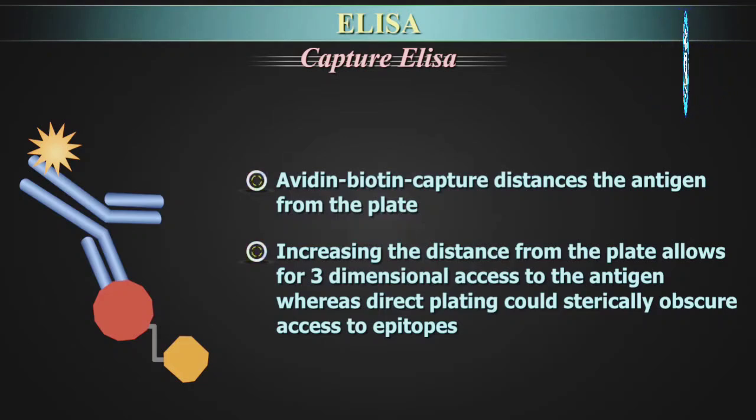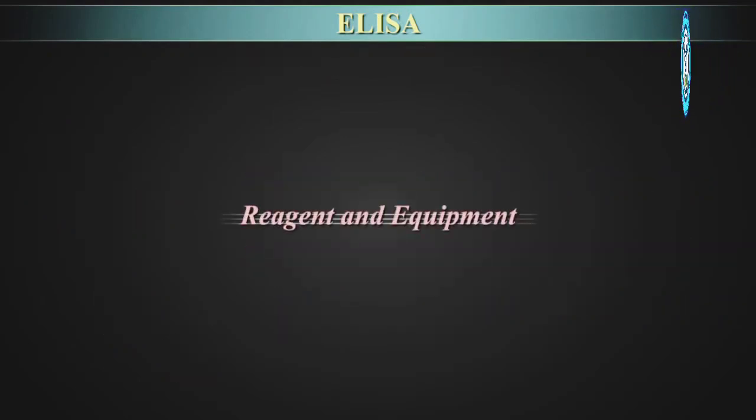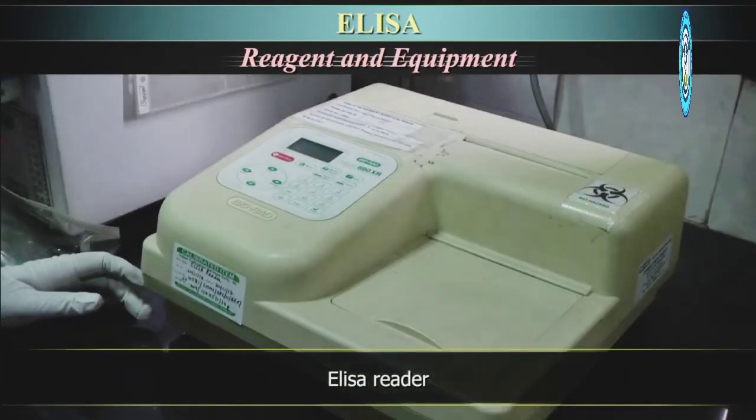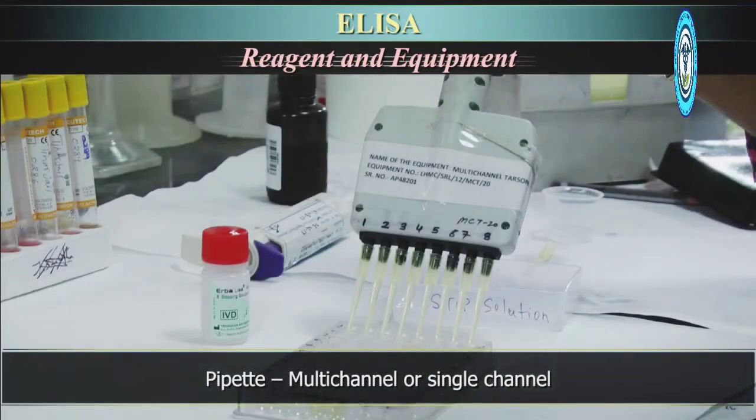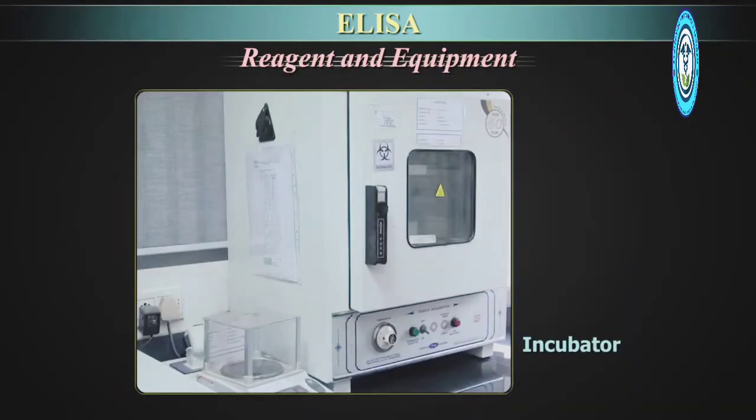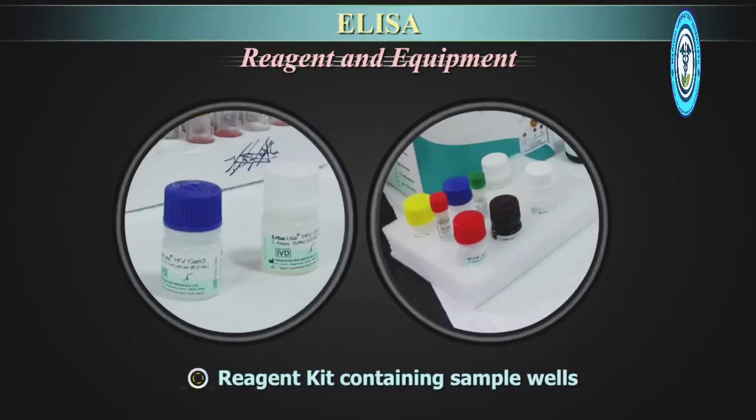to epitopes. Reagent and equipment required: ELISA reader, ELISA washer, pipette, multi-channel or single-channel, incubator, reagent kit containing sample wells.